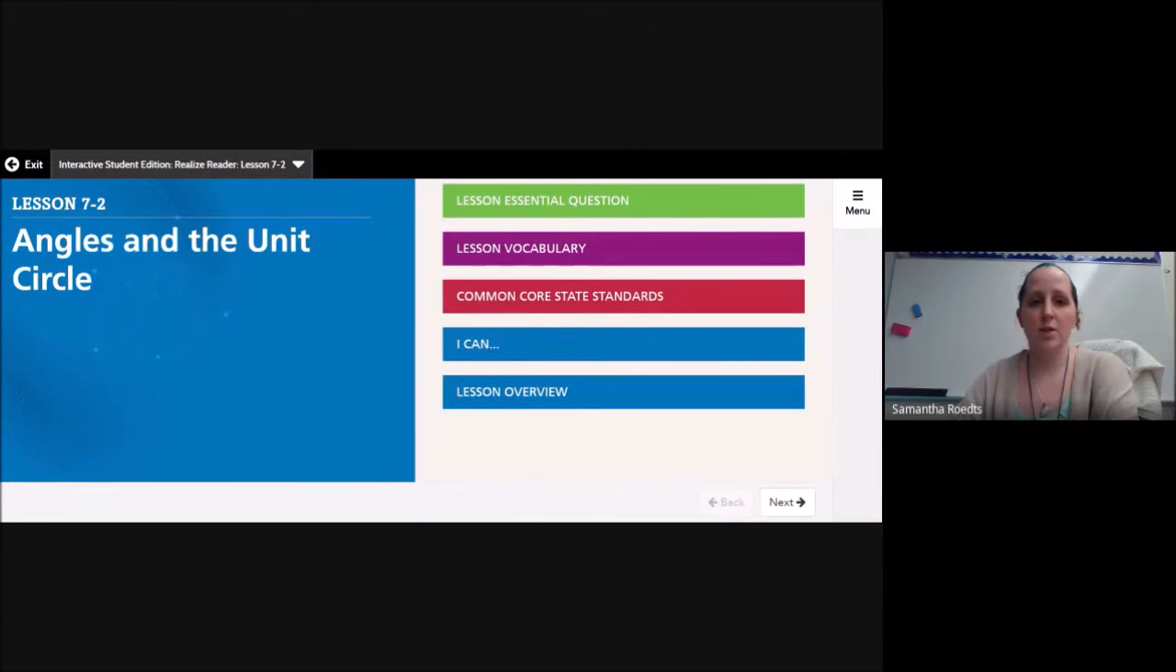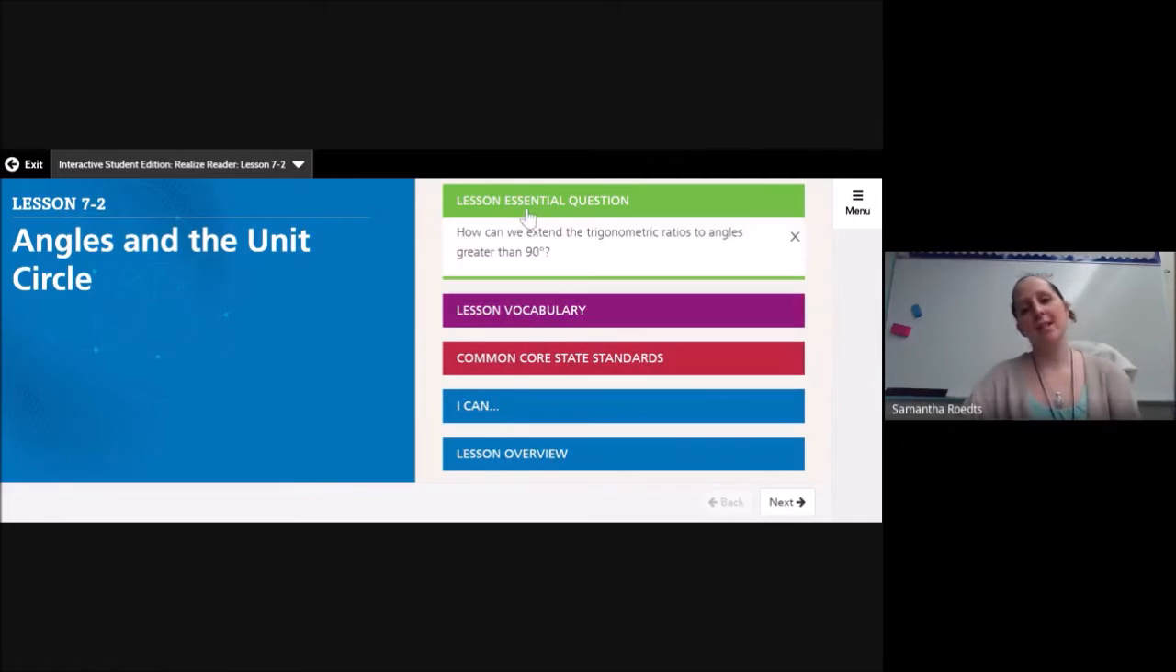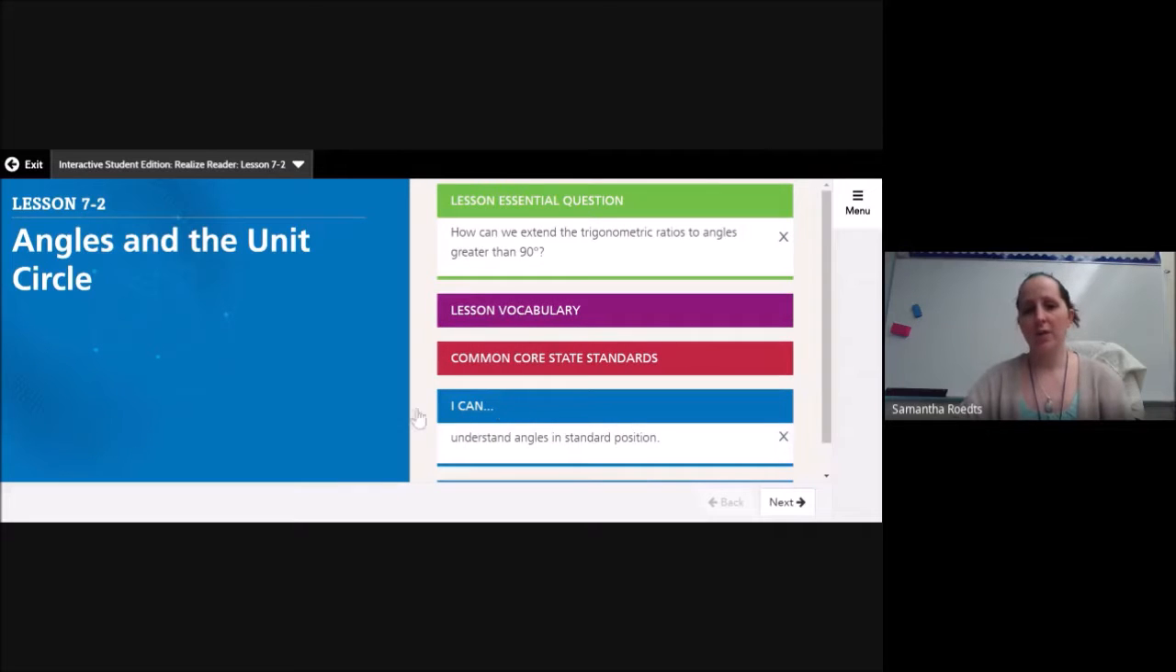This is Unit 7, Lesson 2, Angles and the Unit Circle. So our lesson essential question is, how can we extend the trigonometric ratios to angles greater than 90 degrees? So at the end of this lesson, we'll be able to understand angles in standard position.